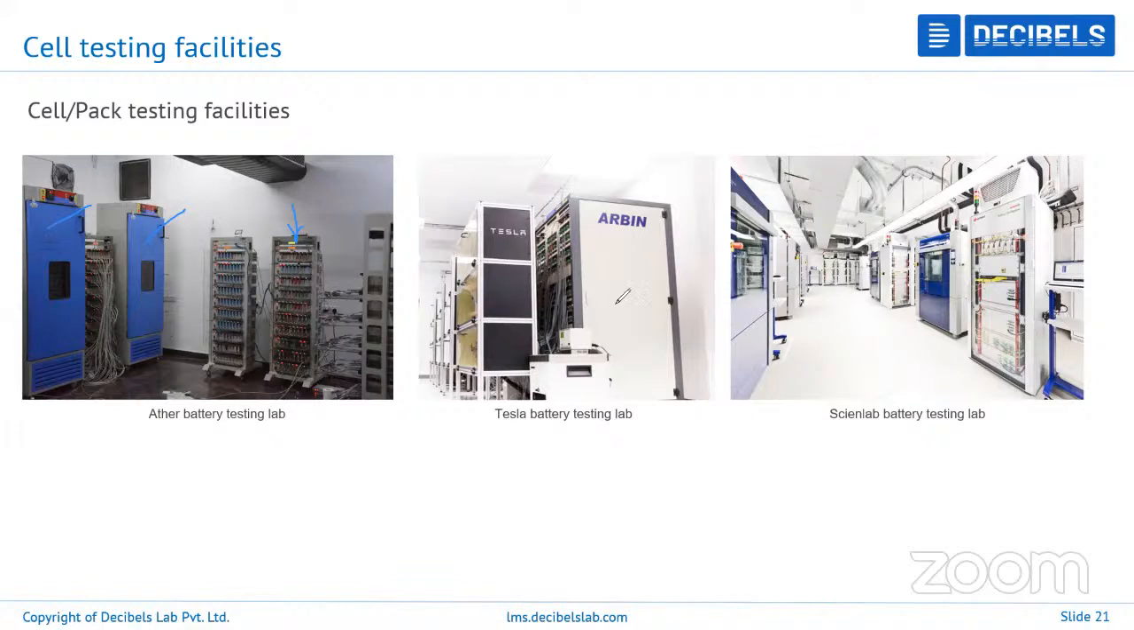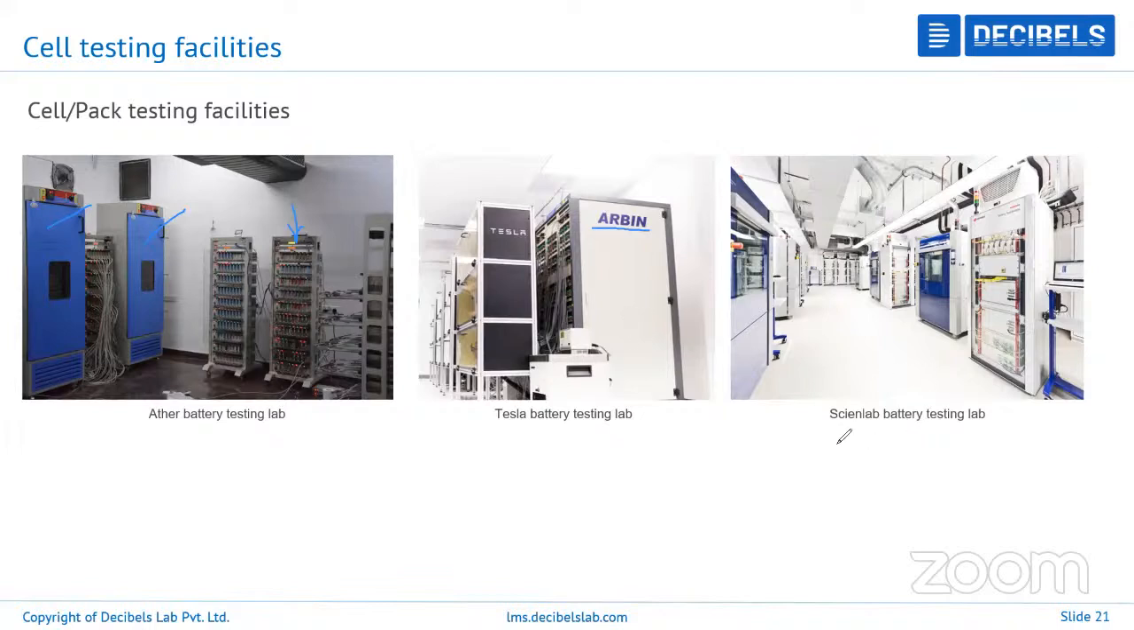Tesla uses Arbin. This is world famous, and many organizations and institutes use this for advanced cell and battery testing. Here you can see it also has a water submersion lab. It can test different types of cells, not only cylindrical cells but also coin type, pouch type, prismatic type, and all of those types of cells.